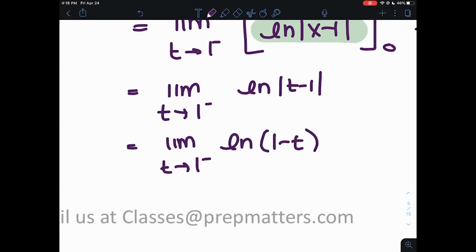Now think about what's happening as t starts to approach 1. As t gets closer and closer to 1, this expression gets closer and closer to negative infinity. So the limit as t approaches 1 from the left of this natural log of 1 minus t expression is going to equal negative infinity.